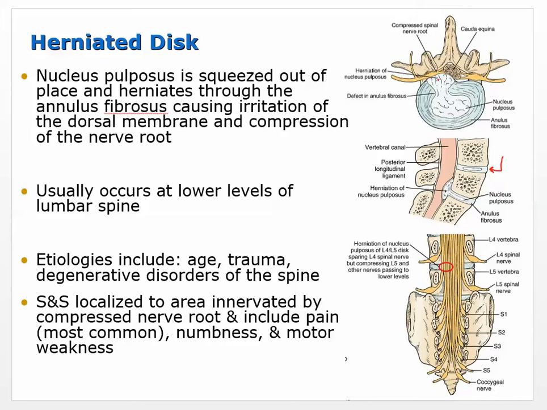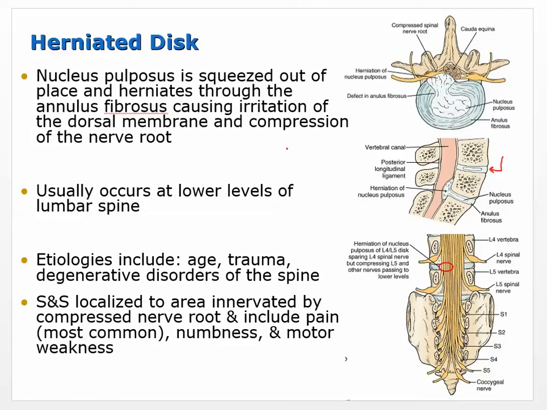And when it does so, it pushes out against the spinal nerve, and it can cause pain. And not only can it cause pain, but if it's severe enough and goes on long enough, or just in general, if it pushes on it in such a way, it can actually cause numbness as well as pain. So this pulp is squeezed out of place, herniates. Herniates just means it pushes through the annulus fibrosus, causing irritation of the dorsal membrane and compression of the nerve root.